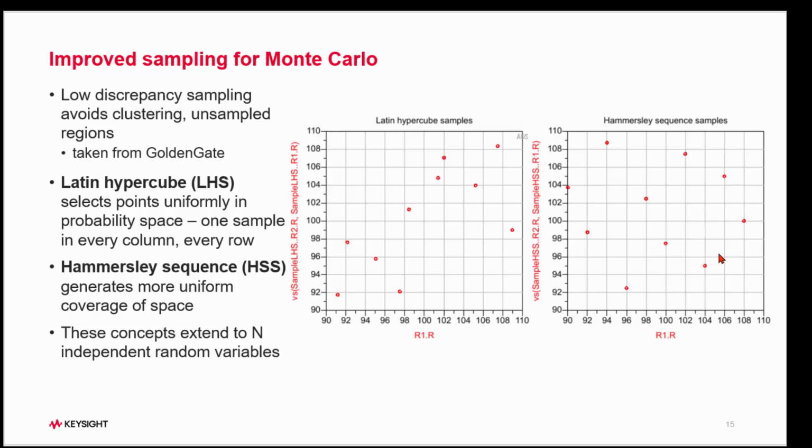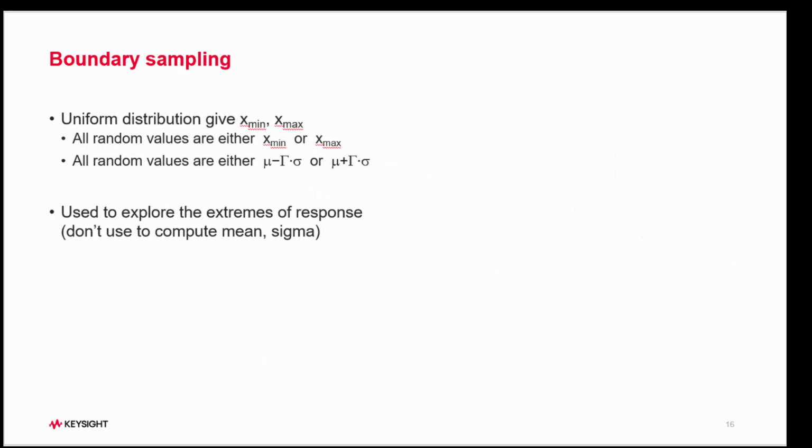So this concept can be extended to n independent random variables. For boundary sampling, it involves a uniform distribution within the specified minimum and maximum values. This is useful for exploring the extreme conditions of the response.